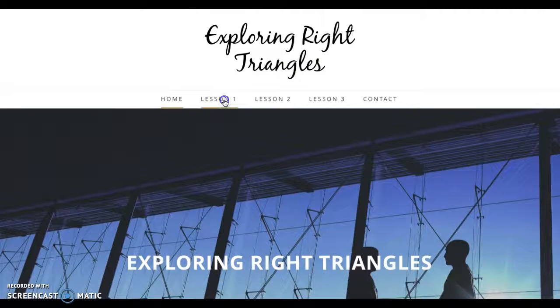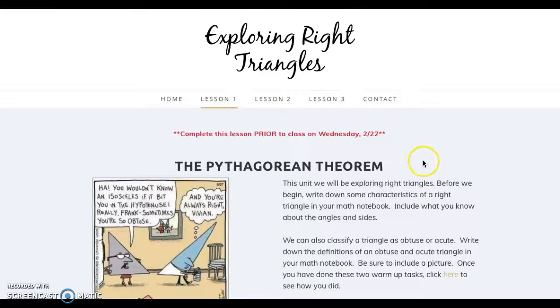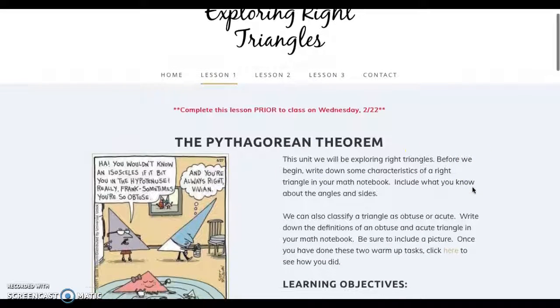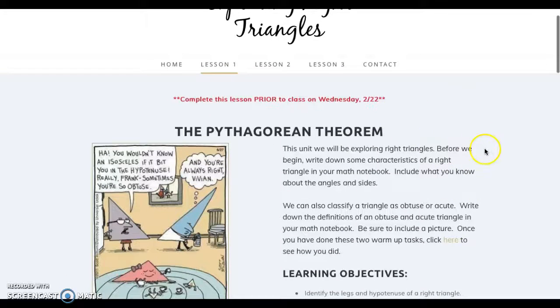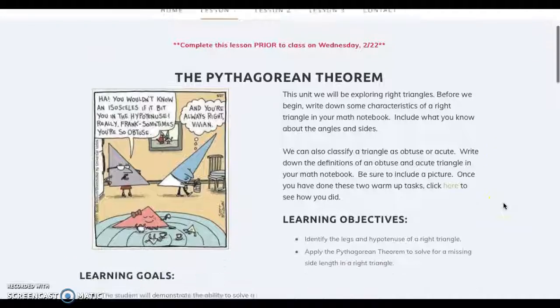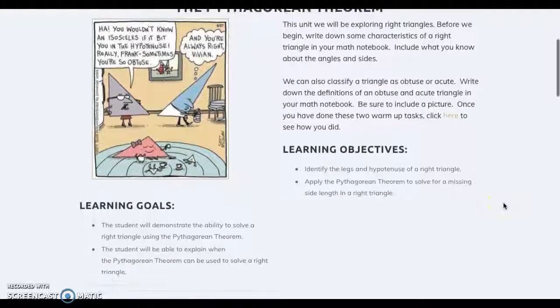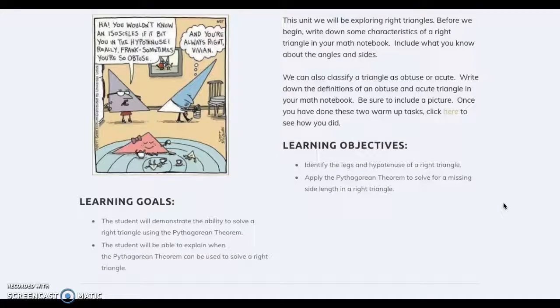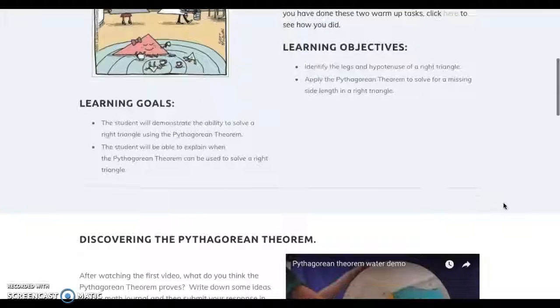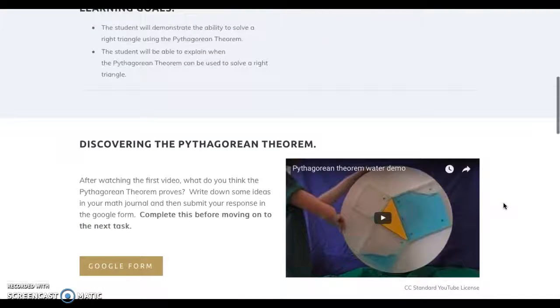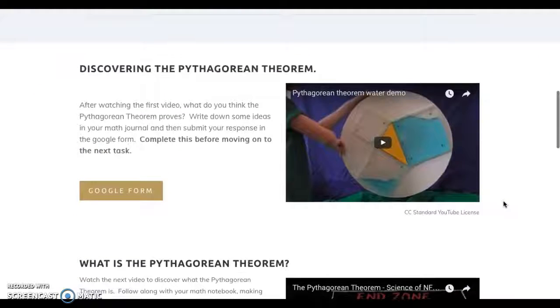The first lesson focuses on the Pythagorean theorem. Again, this lesson needs to be complete prior to coming to class. The goals of this lesson are to understand what the Pythagorean theorem does and how to use the Pythagorean theorem in order to solve a right triangle. You will be asked to watch a few videos, make some observations, and record these observations using this Google form.